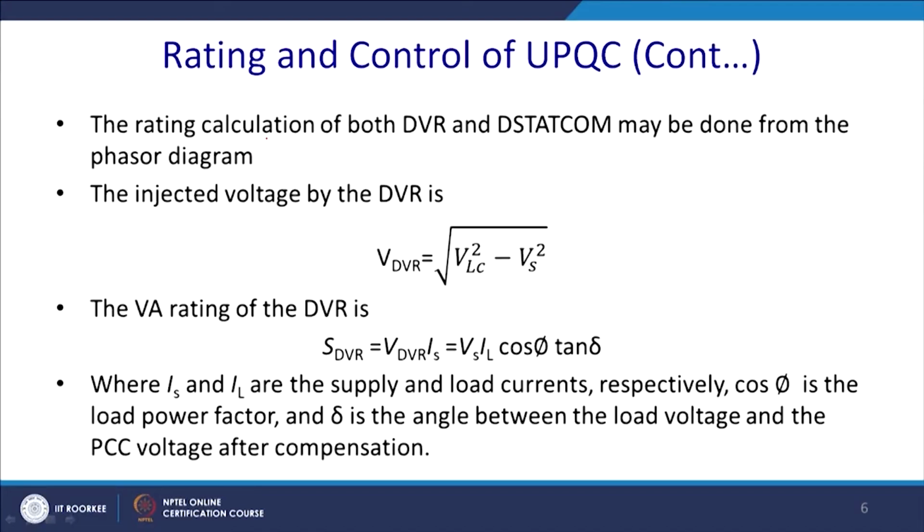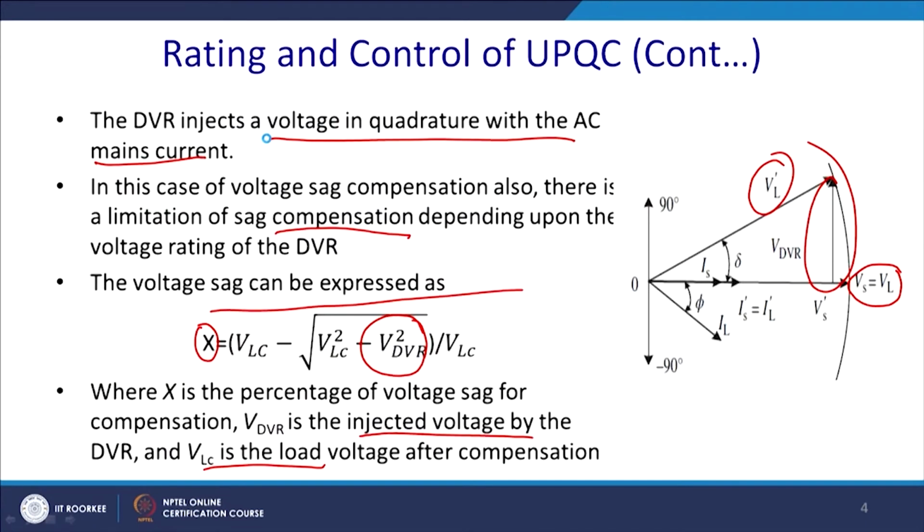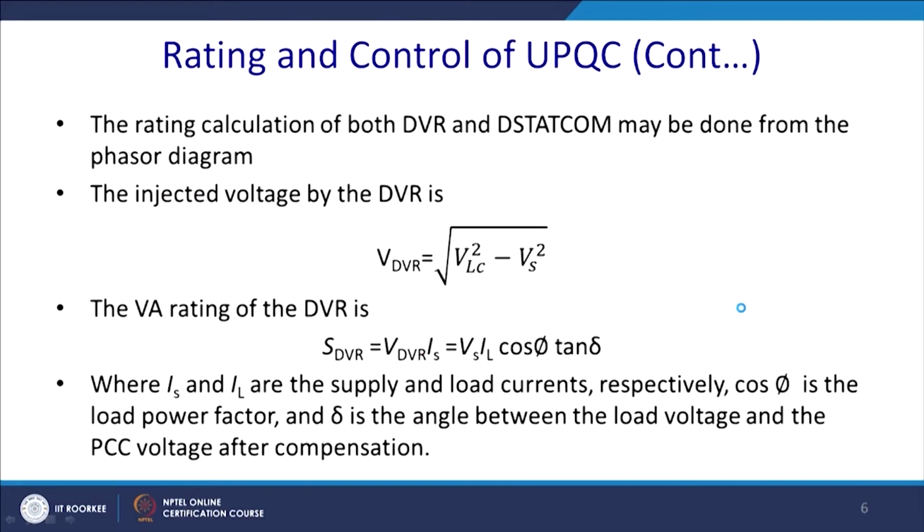Excuse me, the rating calculations for the DVR and the STATCOM may be done from the phasor diagram. You see that this is a phasor. So, ultimately this is the amount of injection you are doing, and this is the reactive current you are feeding. From there you can calculate. The injected voltage of the DVR is essentially the square root of VLC square minus VS square.